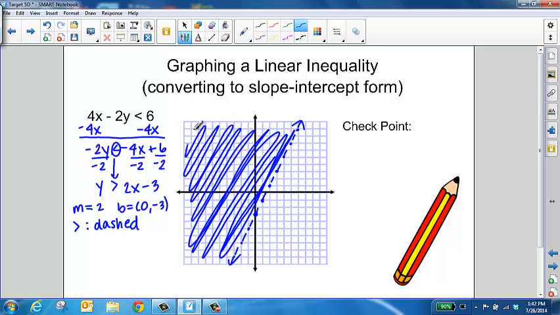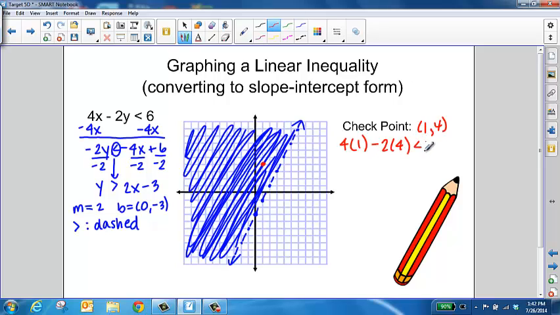And remember, we always want to pull a point from that shaded region to check to make sure that we did in fact shade the correct side of that boundary line. So let's use the point, how about (1, 4)? And we're going to substitute that in. When you substitute it in, you always want to go back to the original inequality. So we're going to substitute in 1 for x, and 4 for y.